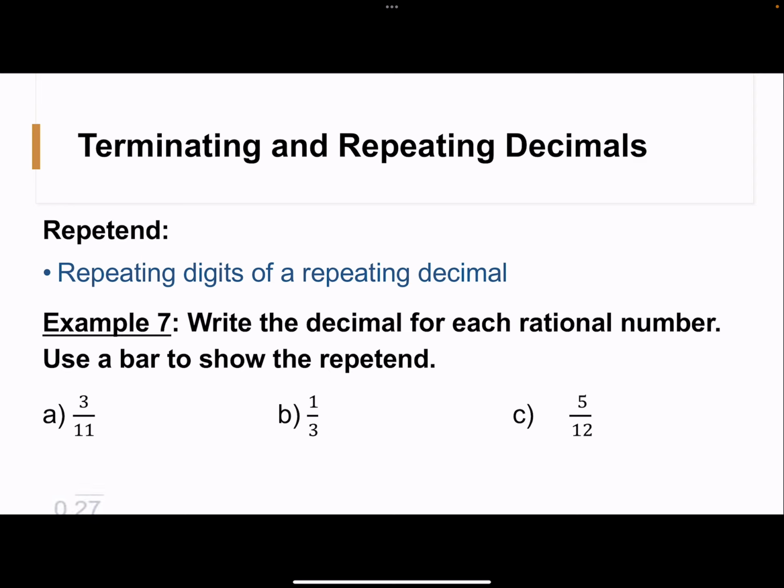If you take and divide 3/11ths, you're going to see that I get 0.27, and that 2 and 7 repeat. So the repetend will be 27. 1/3, this is a very common repeating decimal. If you take 1 and divide it by 3, you get 0.3, where the 3 is the repetend, or the repeating digit. 5 divided by 12, you see I get 0.416, but the only repetend that I have there is the 6. The only number that repeats is 6.